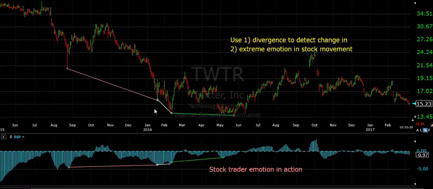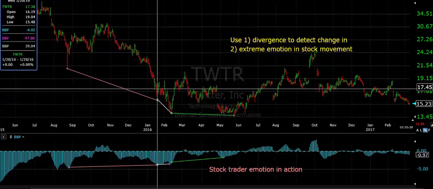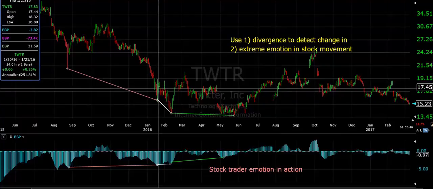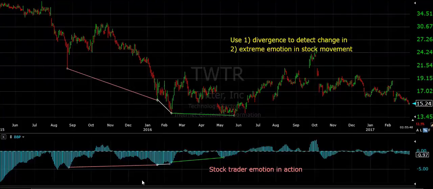Here there's a divergence. There could have been some profit, a little bit of profit over here. Just take profit on the next day. This is a daily chart. You could take profit here, take profit here. 6.79% isn't bad in 2 days.